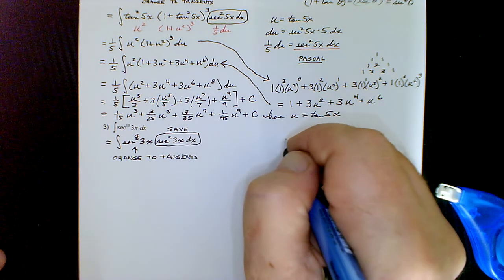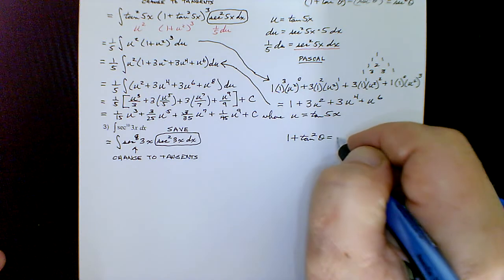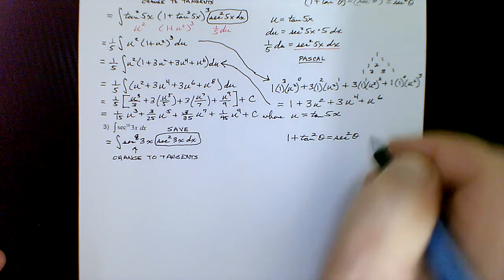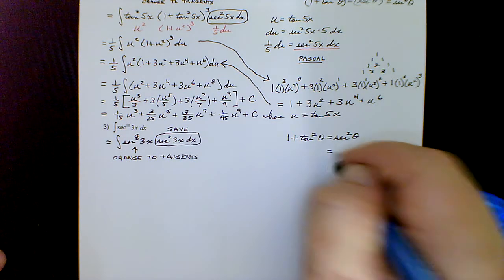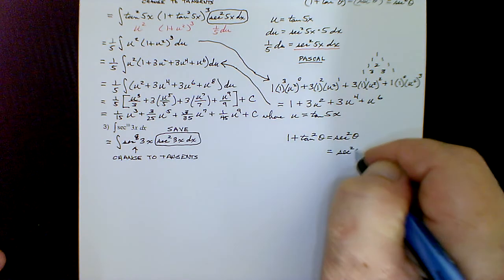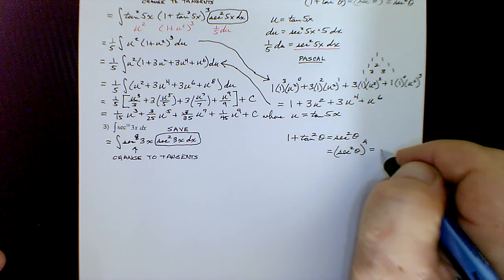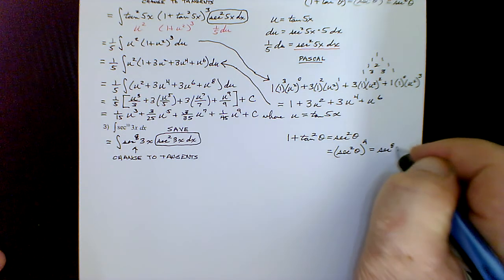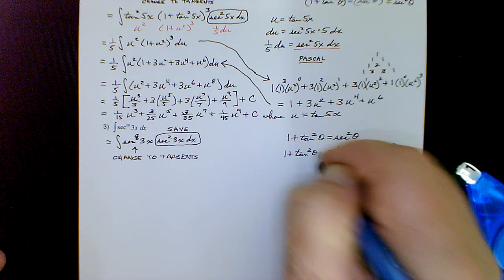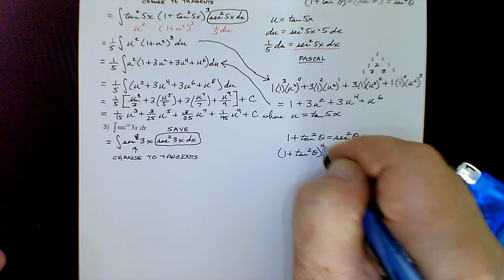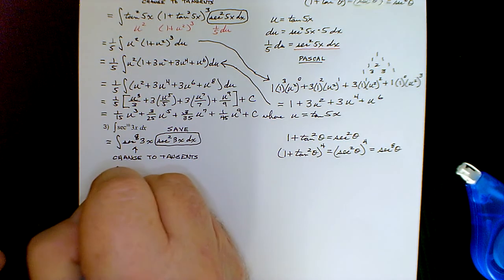And once again, the identity off to the side here, 1 plus tangent squared theta is secant squared of theta. And so if I want 8 factors of secant, that would be the same as taking secant squared and raising it to the 4th power. And that would give secant to the 8th. And so that's equivalent to taking 1 plus tangent squared theta and raising it to the 4th. So that's our next move.